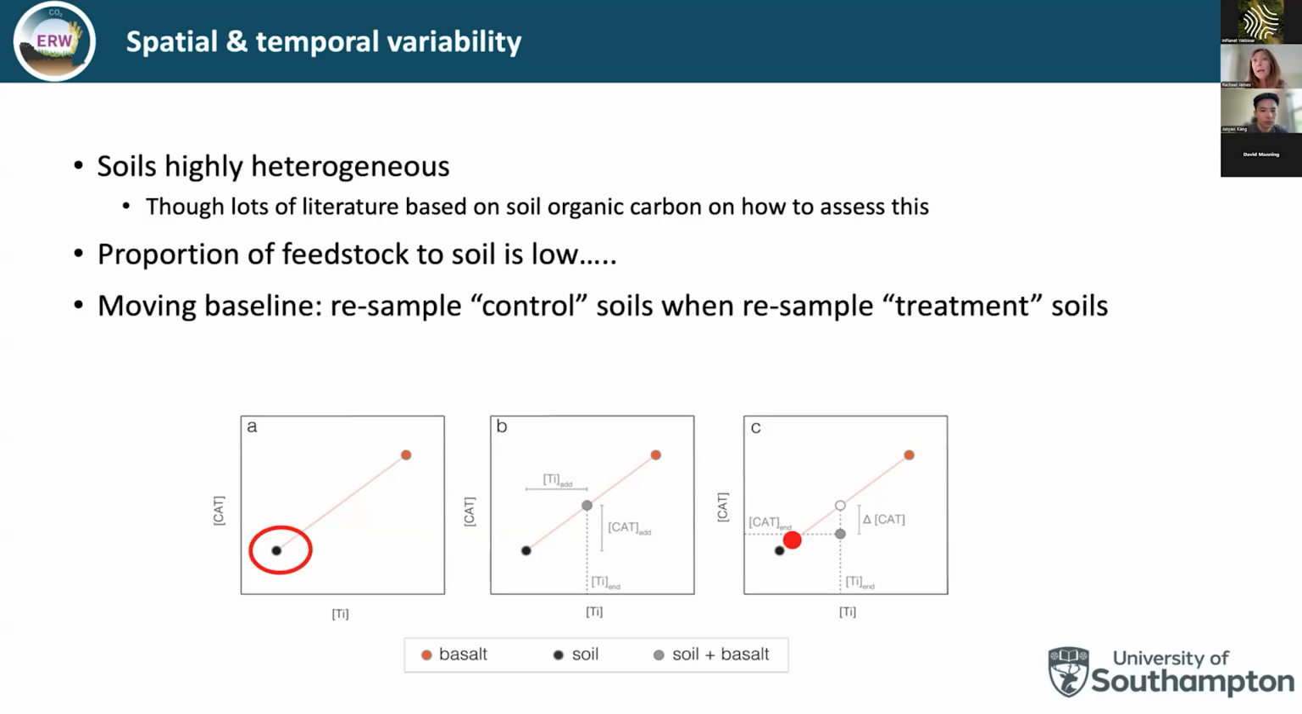And then finally, I spoke about this before, we have a moving baseline. In agricultural systems, the control soils are going to have to be resampled when the treatment soils are sampled to accommodate that.